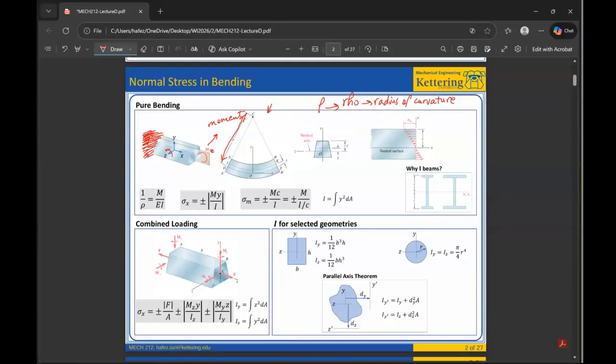All right, so what do we know? From calculus, mathematicians proved that this equation holds between these parameters. Rho, again, is this radius of curvature they showed here on the shape, and M is the moment. E and I, 2 more parameters involved, but E is not new to us.